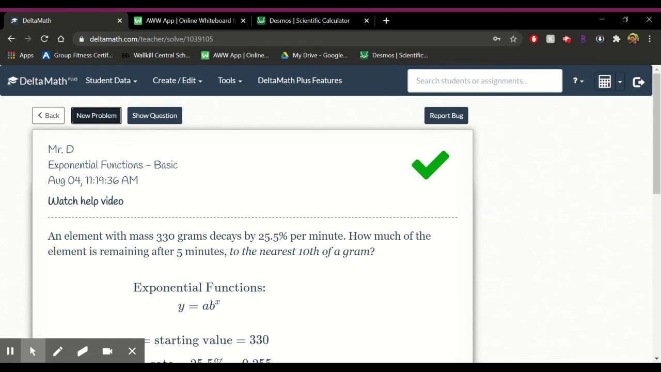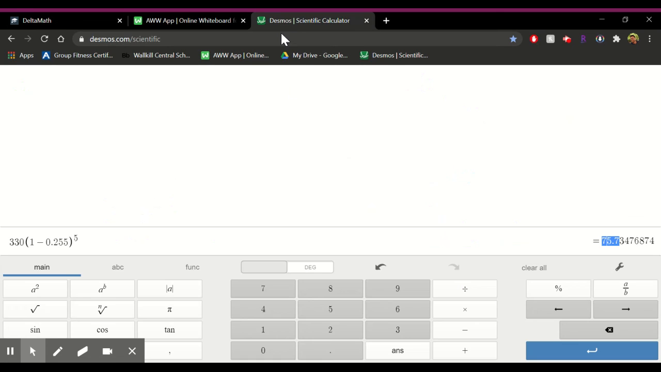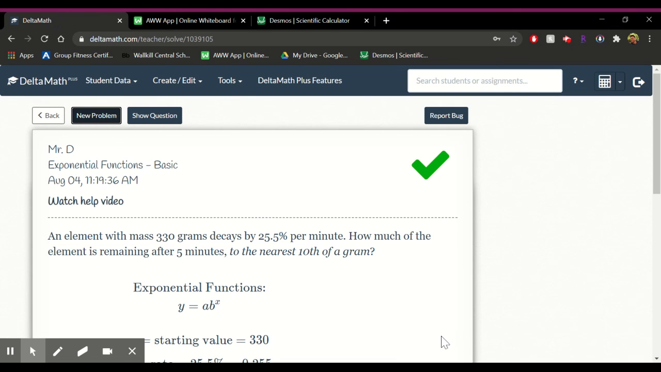All right. So the big thing is making sure you convert your percent to a decimal. Then you plug it into this formula. If it's growth, it's plus with the 1. If it's decay, it's 1 minus in these problems. And using your Desmos calculator, making sure you're rounding to the nearest correct spot. Okay, so that's it for today's video. Work through these problems. If you have questions, let me know. Thank you for watching.